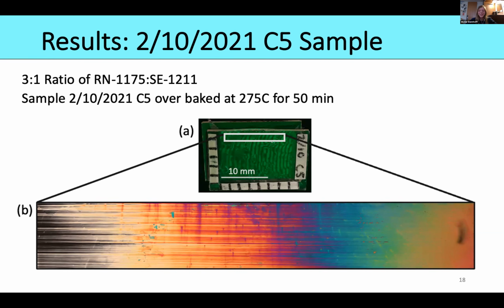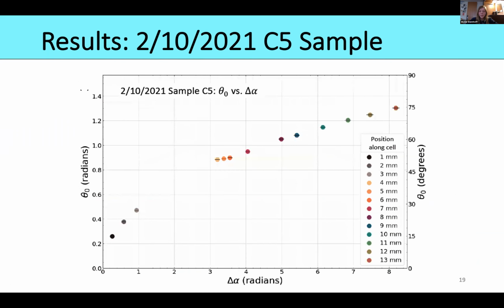Very, very fun to look at, in my humble opinion. And so I was able to look at this boxed region in the sample here and start to measure the actual optical retardation, like I was describing before with our qualitative methods. And measuring the optical retardation, which is again delta alpha here on the x-axis, I was able to solve for a range in pre-tilts that actually go a pretty significantly wide range, from about 15 degrees to 75. So that was really exciting and promising to see.